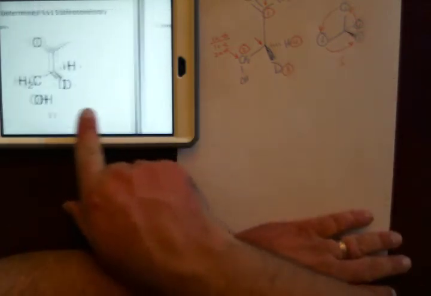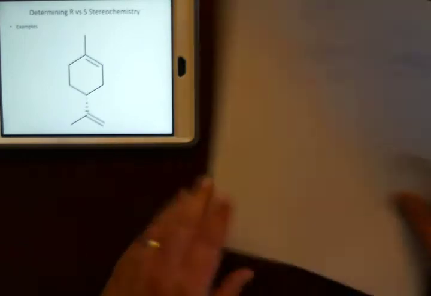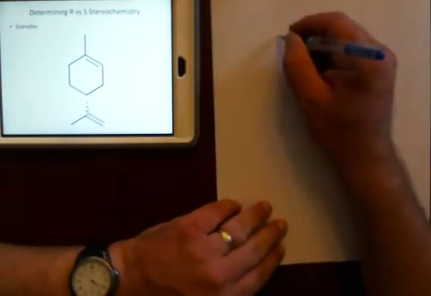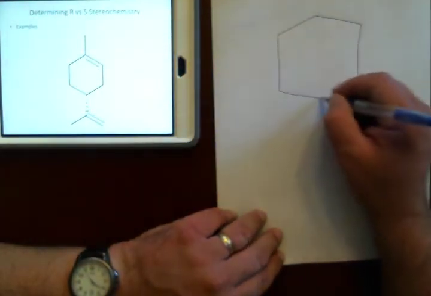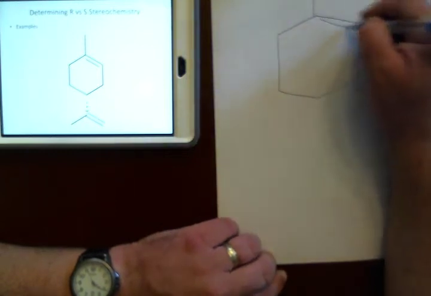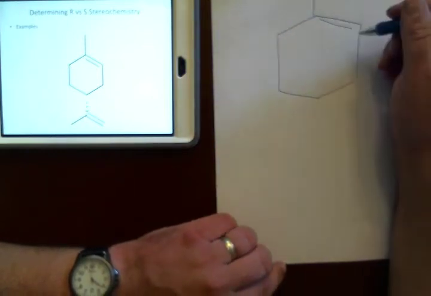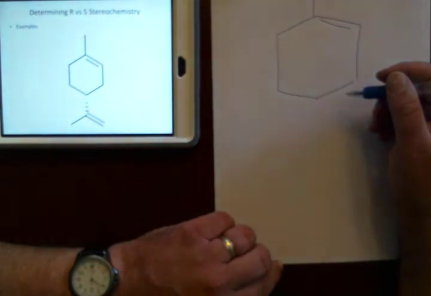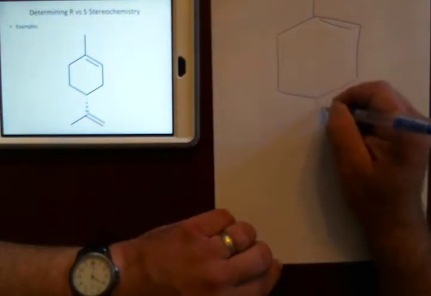Okay, last one. This is kind of a big one, so we're going to use this paper. So this is our carvone, or excuse me, this is not carvone. This is, well, we'll see in a second. Limonene, excuse me.